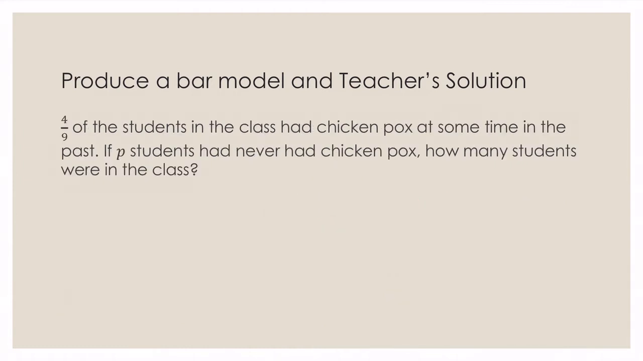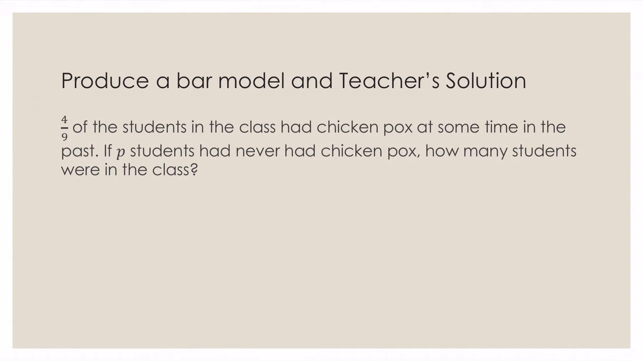Try another example. 4/9 of the students in the class had chickenpox at the same time. If P students had never had chickenpox, how many students were in the class? Okay, so what we're doing is we're going to pretend that P is a number, and do all of our operations as if P was a number, but we just put a P in for the number. So if 4/9 of the students had the chickenpox in the class, and P students had never had chickenpox, we're going to have a bar that has 9/9, 4 for the number of ones who had chickenpox, and then the rest for the ones who don't.